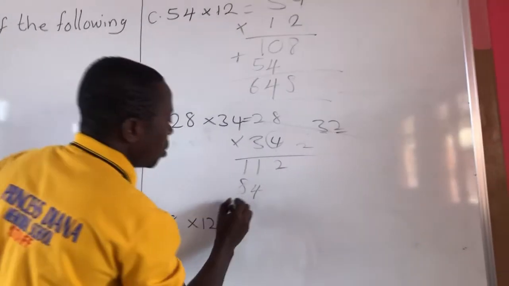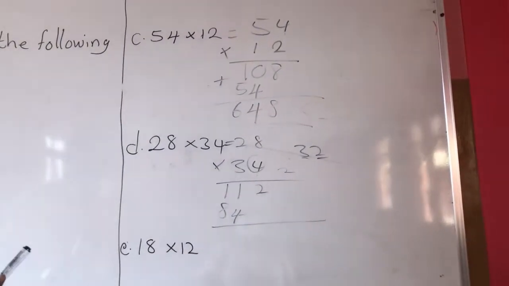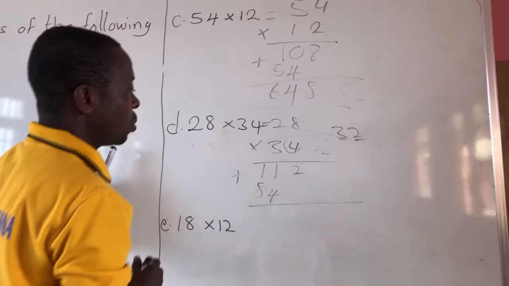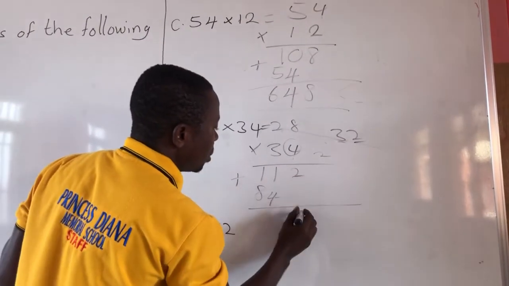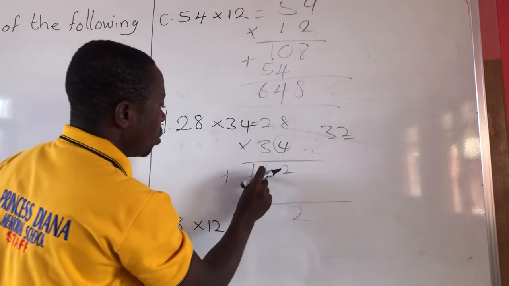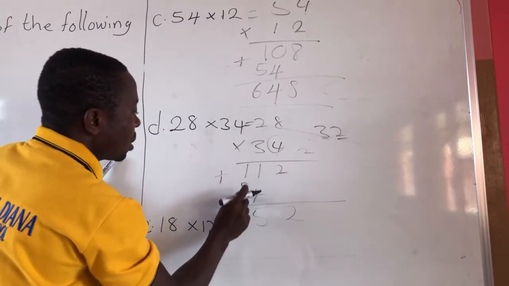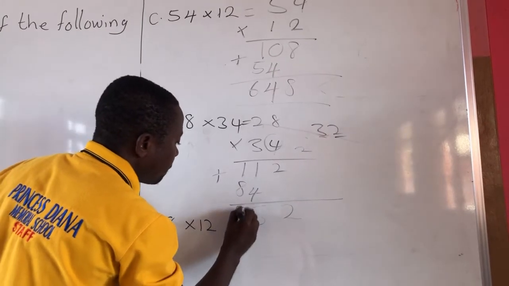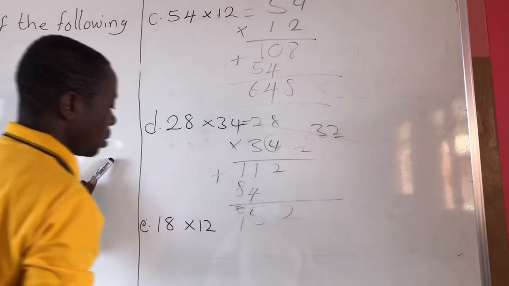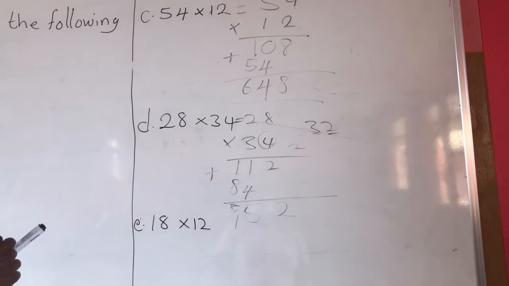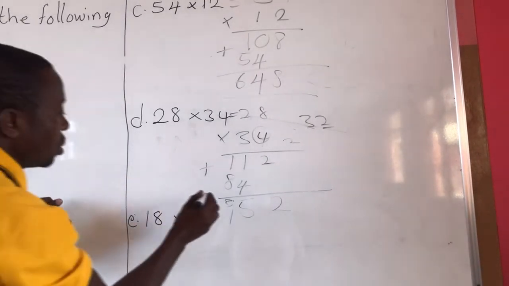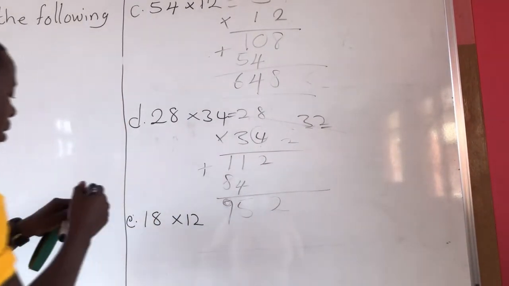Now let's continue to add. 2 plus 0 is 2. 1 plus 4 is 5. And 1 plus 8 is 9.